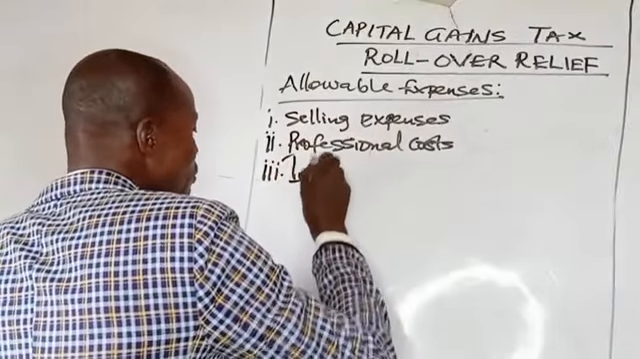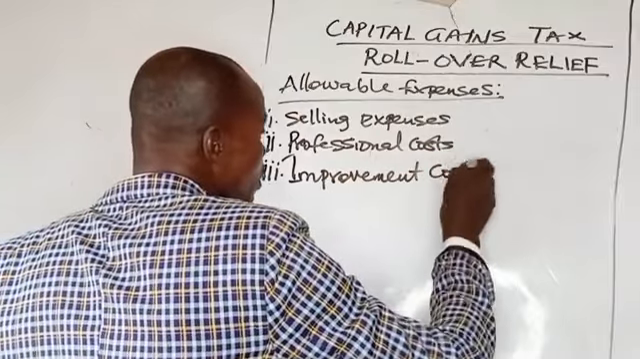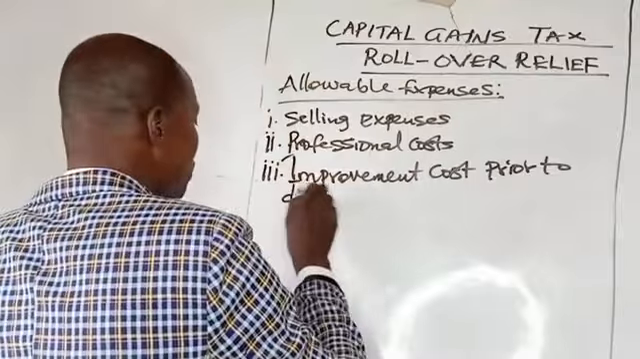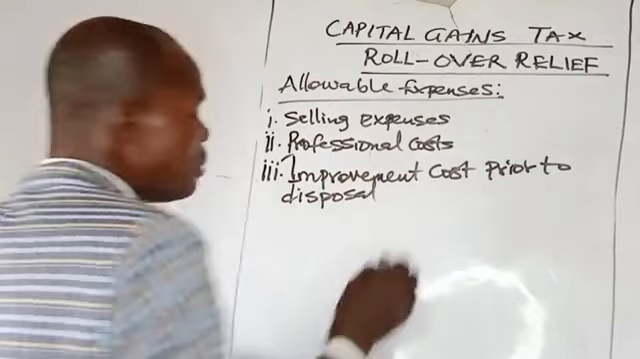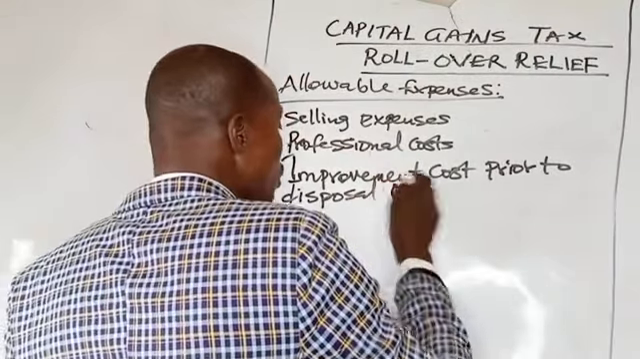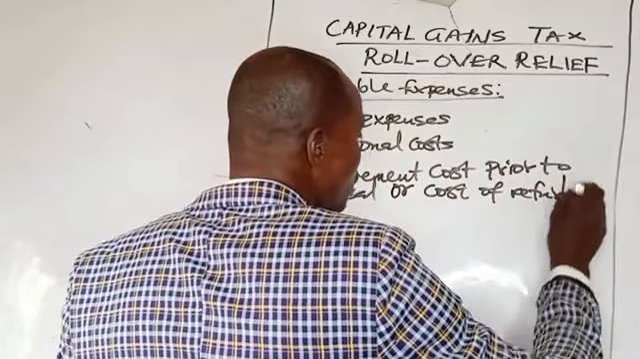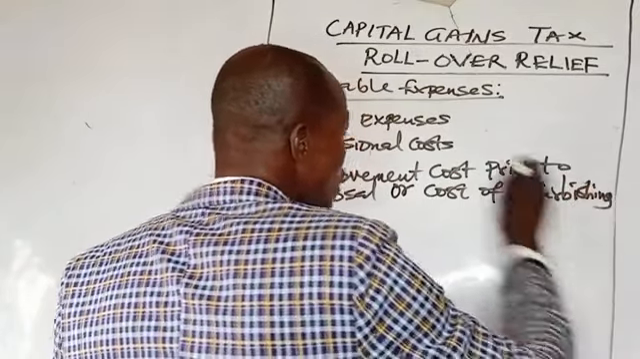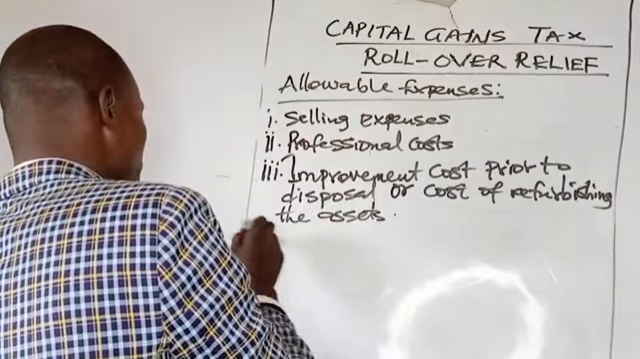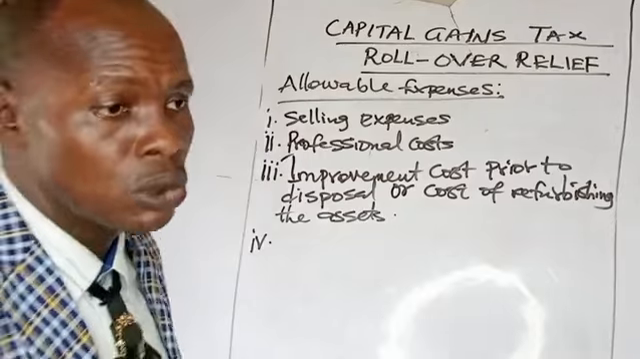Improvement costs prior to disposal, or cost of refurbishing the assets prior to sales. All these expenses are allowable.